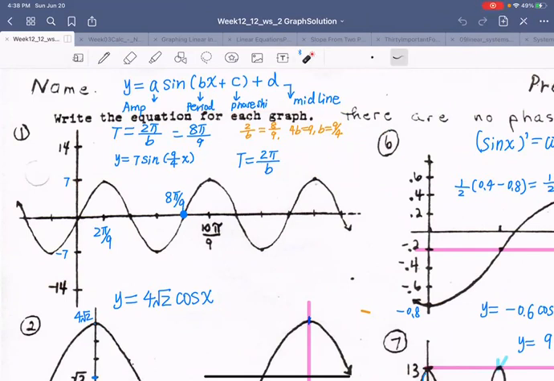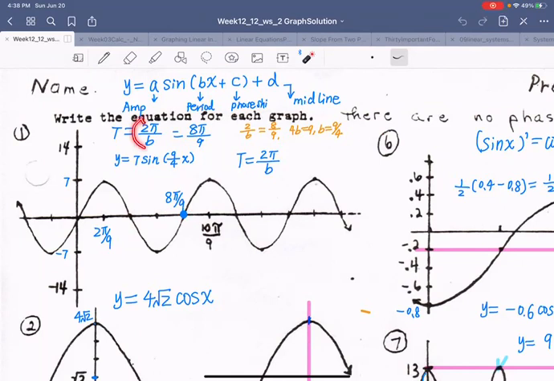Let's take a look at number 1. For number 1, what is your period? You see here. Let's count, okay? 1 bar, 2 bars, 3 bars, 4 bars, 5 bars. 5 of these units equals this, so one of these is 2 pi over 9. How much is your period from here to here? Correct, that's 8 pi over 9. 1, 2, 3, 4. So this is 8 pi over 9.